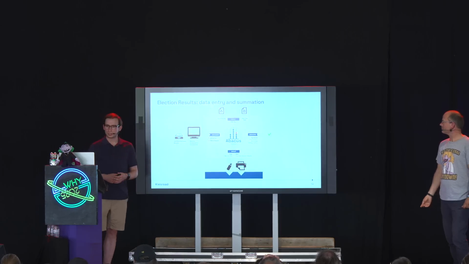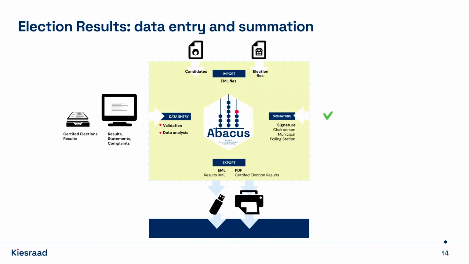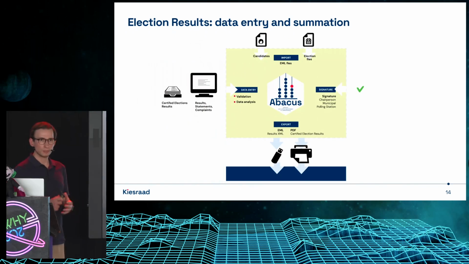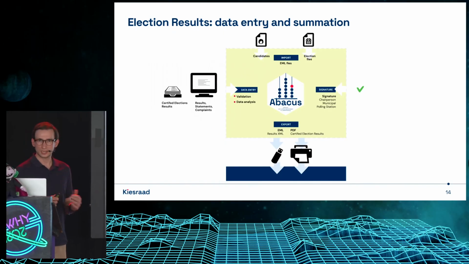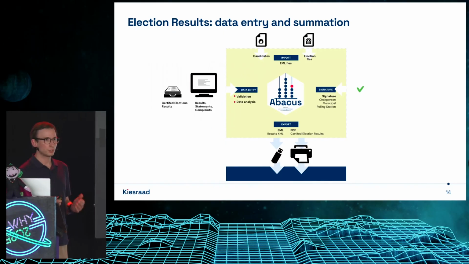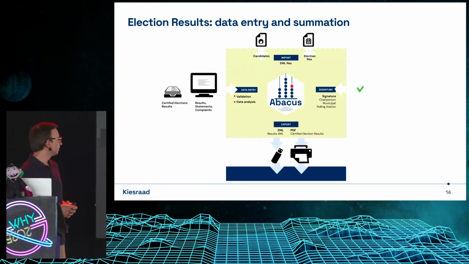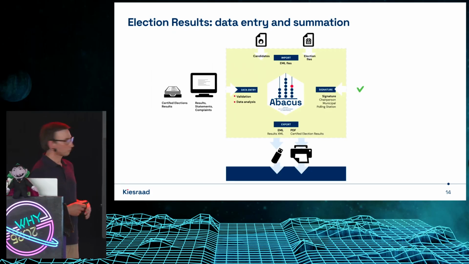How does this look like as a diagram? At the top, we can see that there is a list of candidates that comes in, and election files with details about the election. On the left, the certified election results, so the paper results are entered into the system. We use a double data entry to make sure there's no mistakes, because it's very easy if you have to enter 1,200 candidates to make a small mistake. So we do it twice, check both against each other, make sure there's no mistakes. Do validation to see if there's no oddities in there.